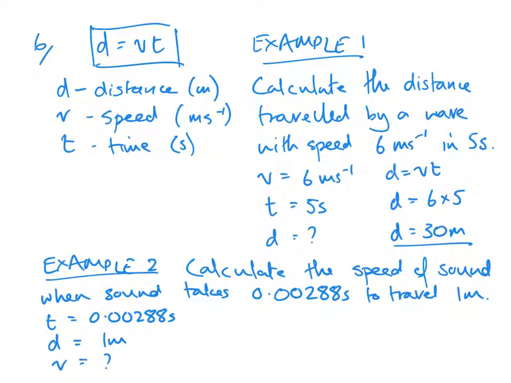Now with this formula you could go straight to writing v equals d over t if you're familiar with it, but what I'm trying to encourage you to do is to get the skills of rearranging formulas. So I'm just going to write it the way I've written it at the top. d equals vt. 1 is my distance. v is what I'm trying to work out. And my time is 0.00288.